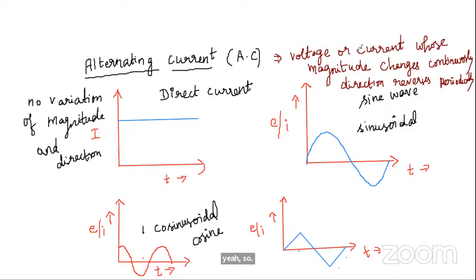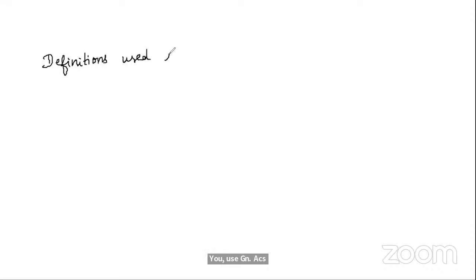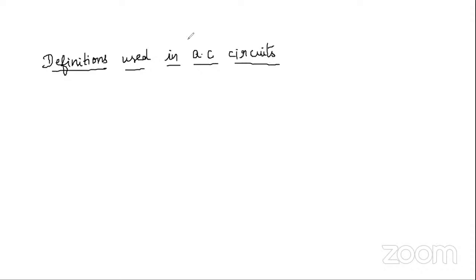Now we shall move on to the various definitions used in AC circuits. For that, I should draw this diagram.